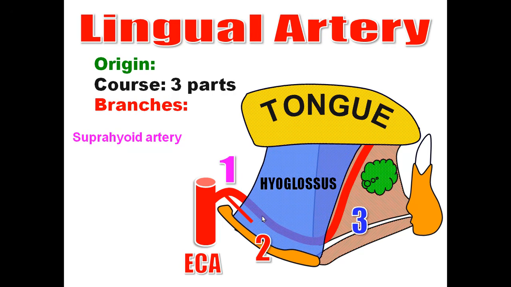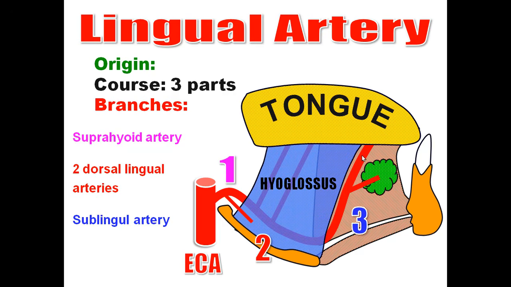The second part gives 2 branches, the 2 dorsal lingual arteries. The third part gives 2 branches: one to the sublingual gland, called the sublingual artery, and it continues as the deep artery of the tongue, which supplies the anterior 2/3 of the tongue.